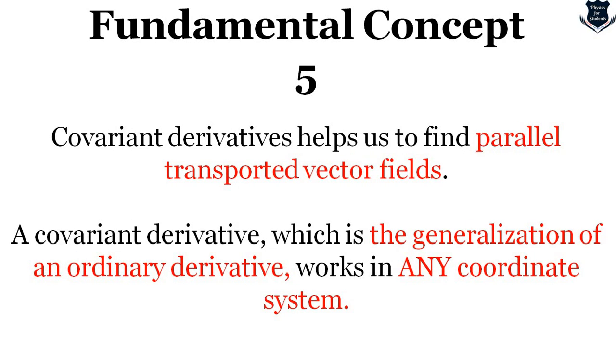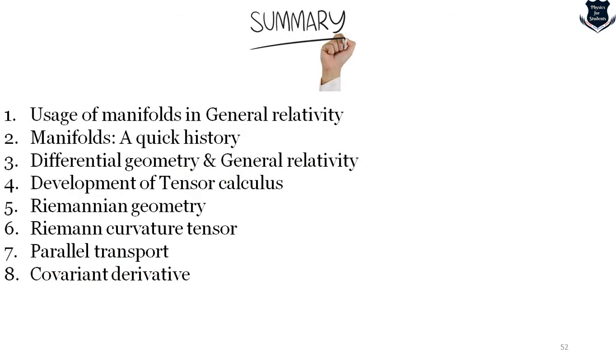Fundamental concept number 5 is that covariant derivatives help us to find parallel transported vector fields. That is the tool which we are using, right? And we can use this tool on the metric tensor and any other further metrics. And the covariant derivative, which is the generalization of an ordinary derivative, works in any coordinate system. This is fundamental concept number 5.